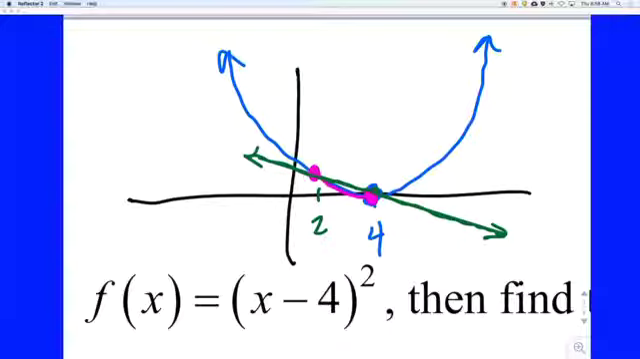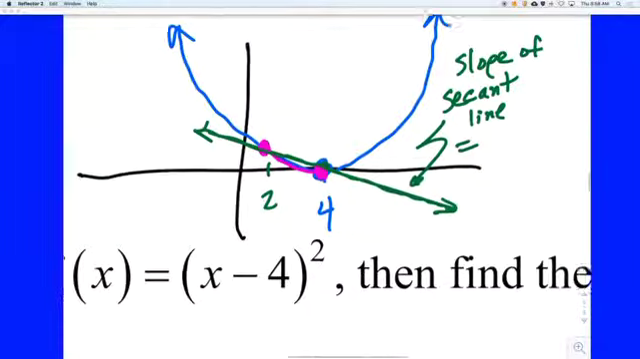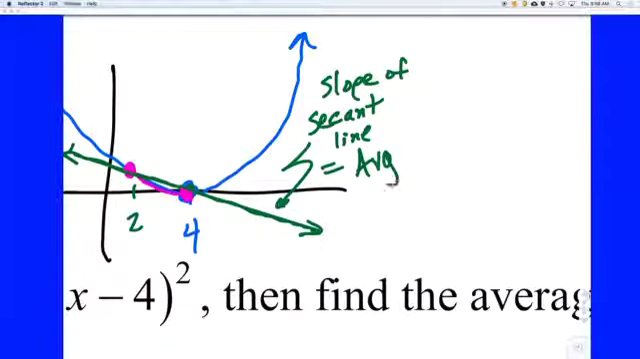change. Okay? And that turns into then geometrically finding the slope of that green line, which we call the what line? Secant line. Good. So the slope then of that secant line is the exact same thing as the average rate of change, which I'll abbreviate ROC, on that interval.